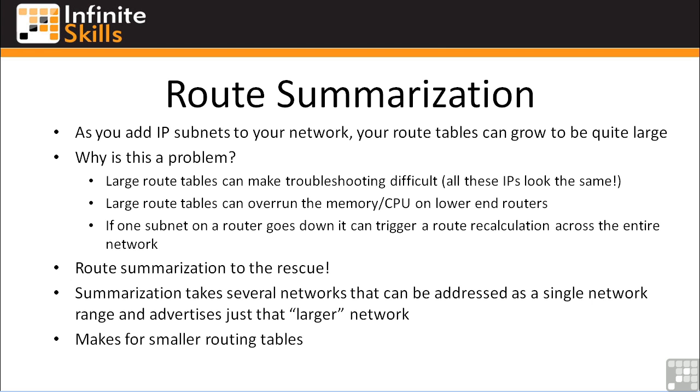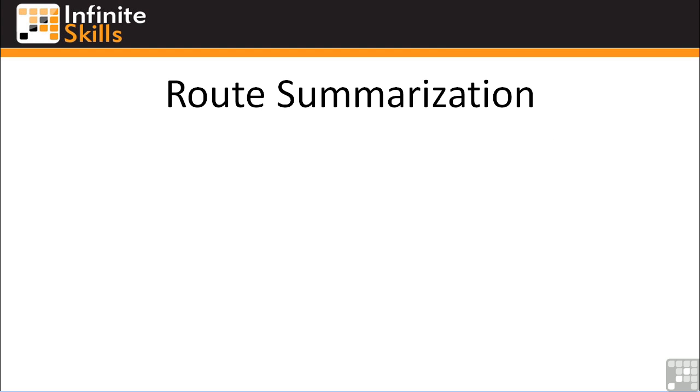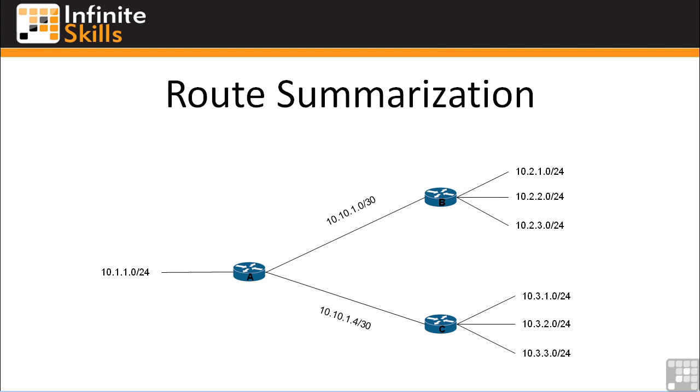The net effect of this is that you have smaller routing tables in all of the rest of the routers. Another side benefit of this is if one of those single networks that's behind that router goes down, the summary route back to the rest of the network is not affected, so it will not trigger a route recalculation except on that one router.